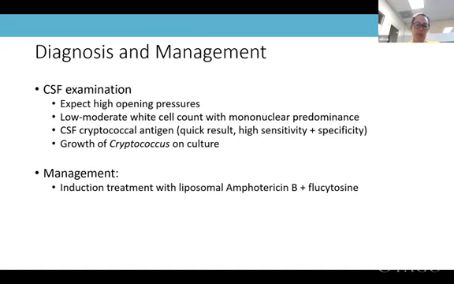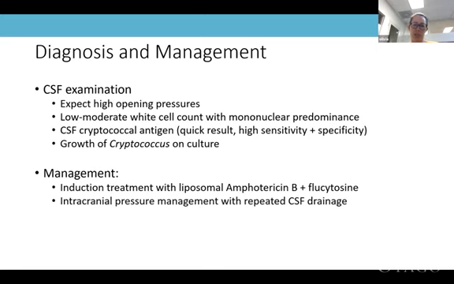So management. Obviously this management stuff is quite specific and you don't need to know about it, but I'm just letting you know. The induction treatment is with a medication called liposomal amphotericin B, which is another class of antifungals, and its trade name is Ambisome, and then a second antifungal agent called flucytosine.